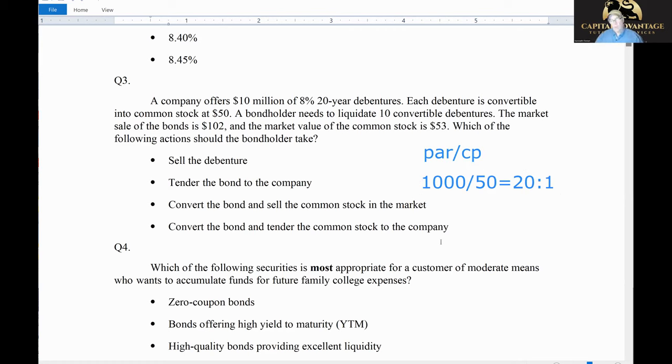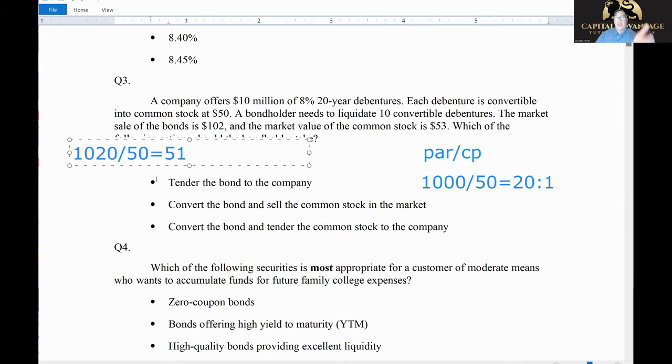So now what's the next step? Now I have to do one of two things. If they don't give me the common price, I'm going to divide the bond by the ratio. I'm going to do 1,020 divided by 20. So I can do that. I don't like that way. I don't think it's as intuitive. 1,020 divided by 20 equals 51. And I can do the math here and go, that's lower. And that's the parity, okay? I don't like that way, but you can do that way if they don't give you the stock price. If they say, what should the parity be? You just do bond price divided by the ratio.